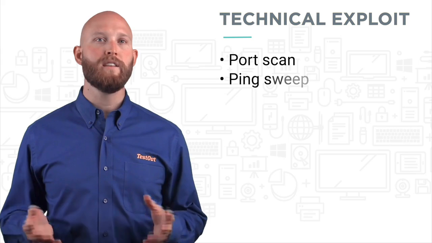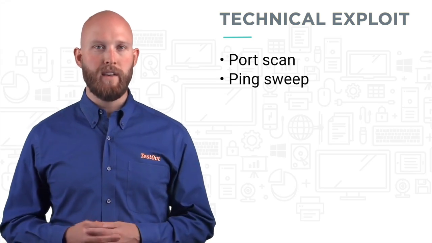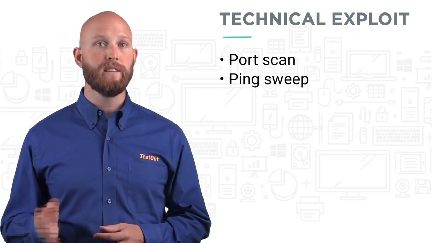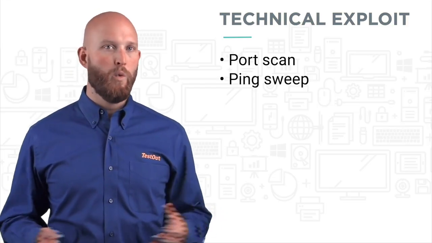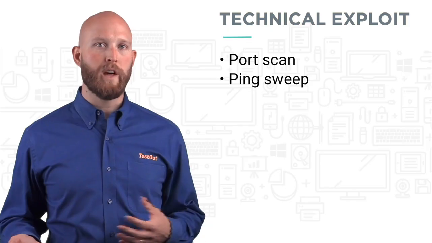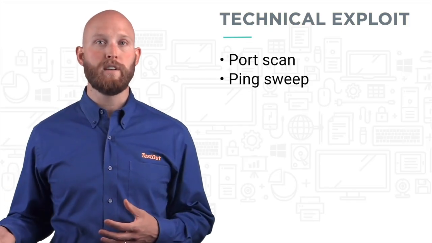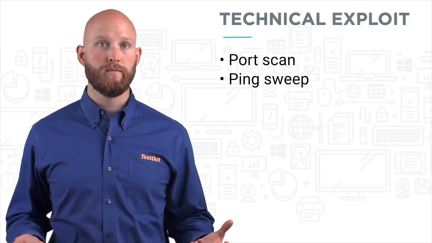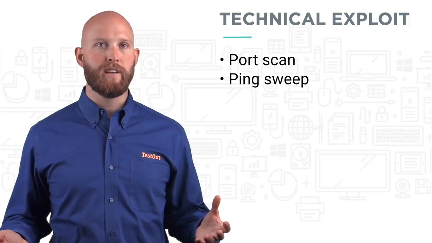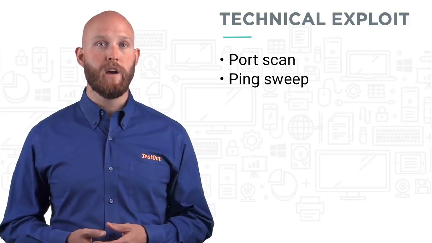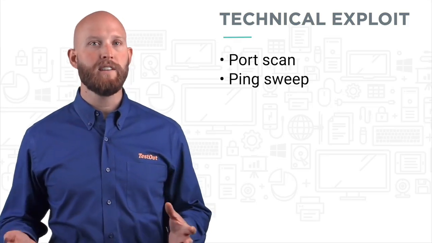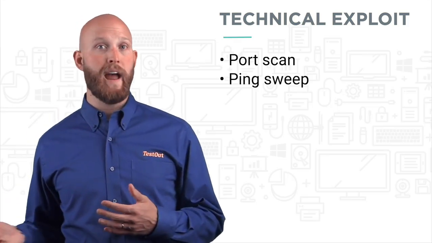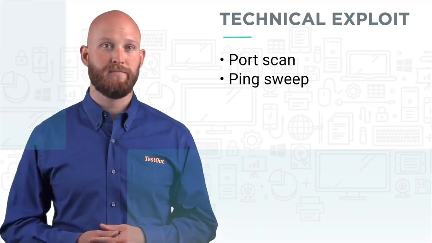A ping sweep is another favorite attack tool. The attacking system sends a ping or an ICMP echo request to a range of IP addresses, say 192.168.1.1 to 192.168.1.254. Any valid IP address configured to respond to ping requests will respond with an ICMP echo reply packet. This tells an attacker which IP addresses are active and available on the network.